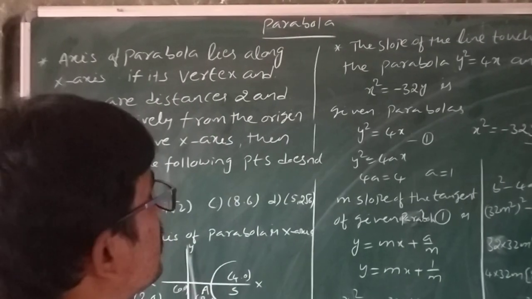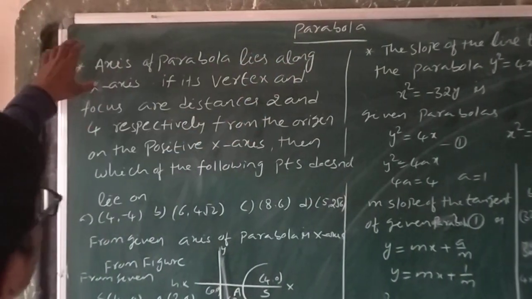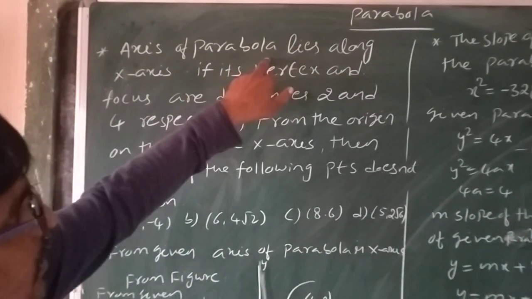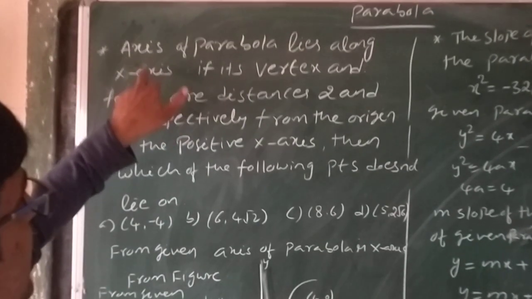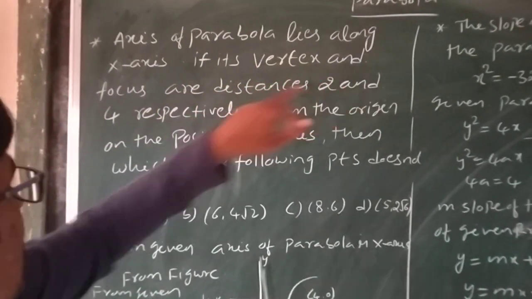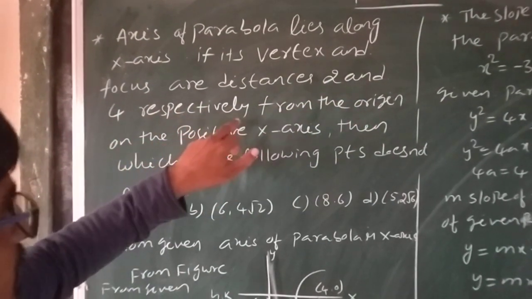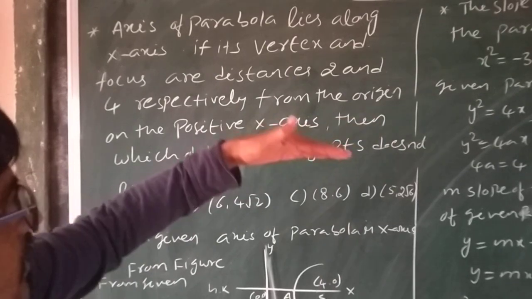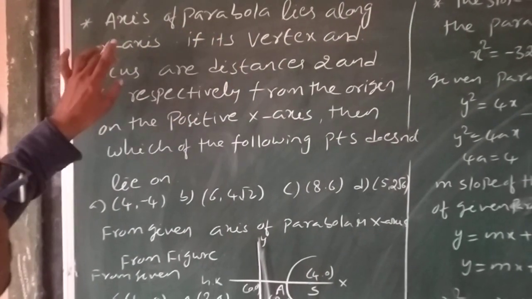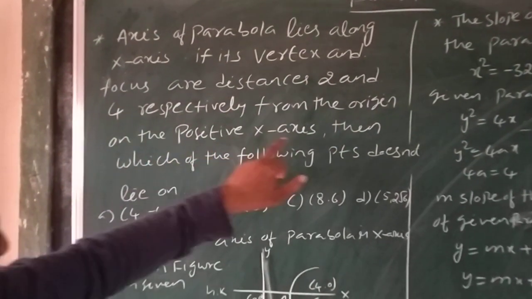Good morning students, today we are discussing parabola JEE Mains problems. Now, in previous questions, the axis of the parabola lies along the x-axis. The axis of the parabola lies along the x-axis if its vertex and focus are at distances 2 and 4 respectively from the origin. The distance of the vertex and focus from the origin is 2 and 4 on the positive x-axis.